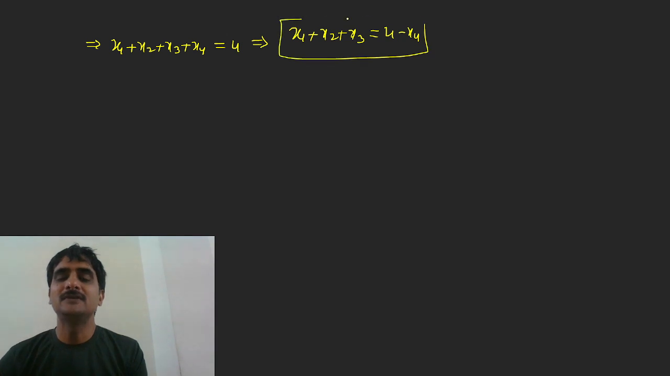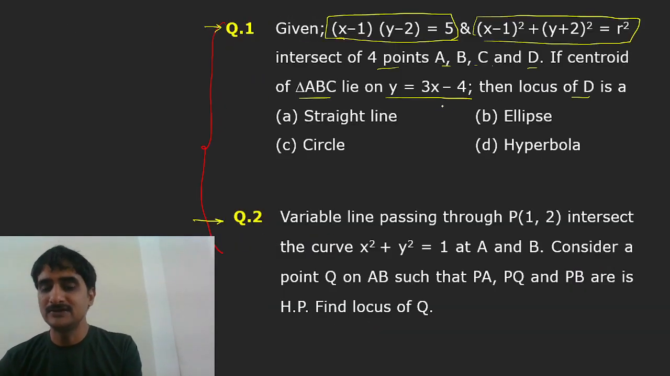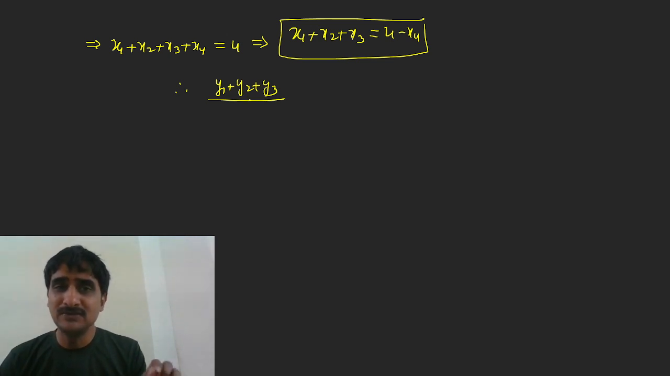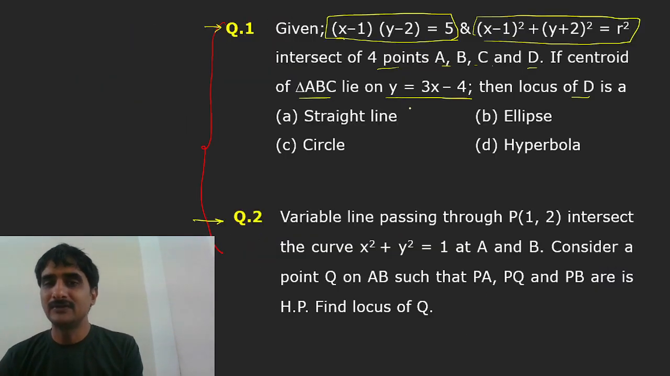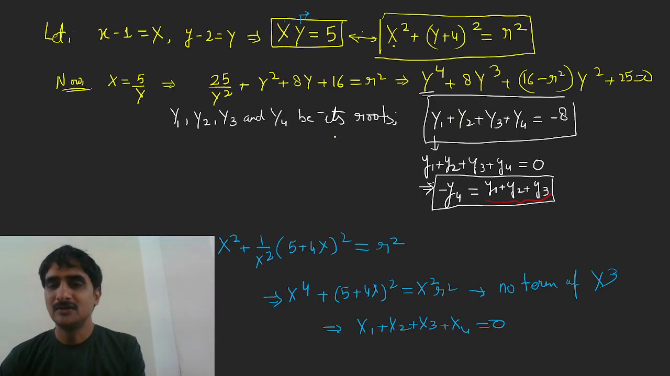Now since the centroid lies on the line y equals 3x minus 4, therefore, instead of y, I'll be putting the centroid's y-coordinate. Of course, you all would have understood. I'm assuming that the coordinates of A, B, C are respectively (x1, y1), (x2, y2), and (x3, y3). So this is equal to 3 times (x1 plus x2 plus x3) by 3, minus 4. Now just put the values, you get the locus. So instead of this, we'll be substituting it by minus y4.